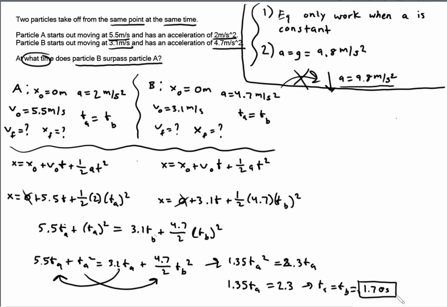Now, you might be wondering why particle B surpasses particle A. Well, while particle A has a higher velocity, particle B is accelerating faster. So hence, at some point, it is going to pass particle A. And this question is asking at what time that point occurs. Now keep in mind, it's not asking for the position, but if we wanted to figure out the position, now we know our t, so we can just plug it back into either equation and we get the position as well. But now we know the time at which particle B surpasses particle A.